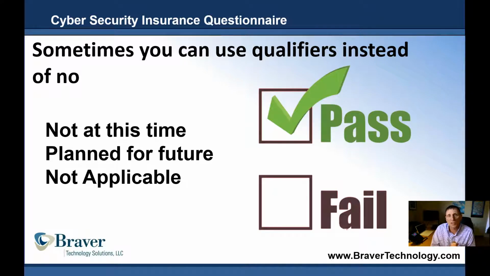A lot of times what the insurance companies are looking for, and actually the compliance companies in general, they're looking for improvements. They're looking for what did you do to improve your scenario over what you had before.